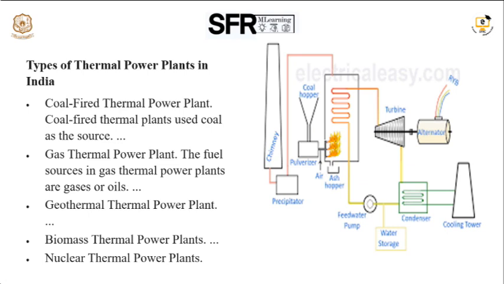Then you should know what are the types of thermal power plants in India. There are various types. Some of the types I have mentioned here are coal fired thermal power plant, gas thermal power plant, geothermal power plant, biomass thermal power plants, nuclear thermal power plants. And on the side, this is a diagrammatic sketch of a thermal power plant.